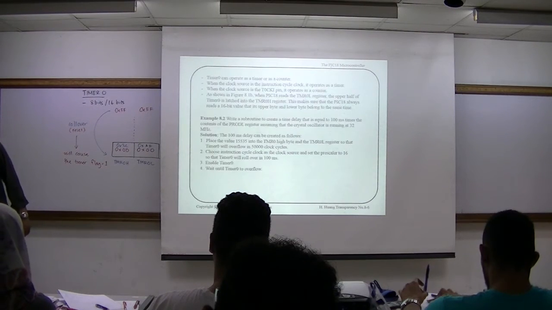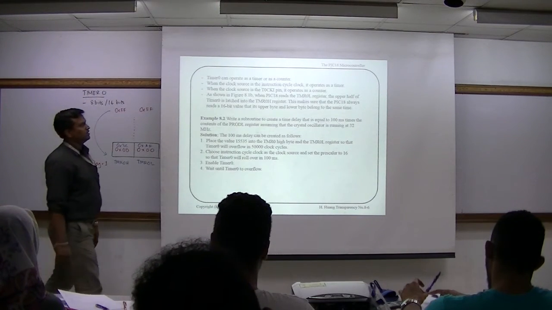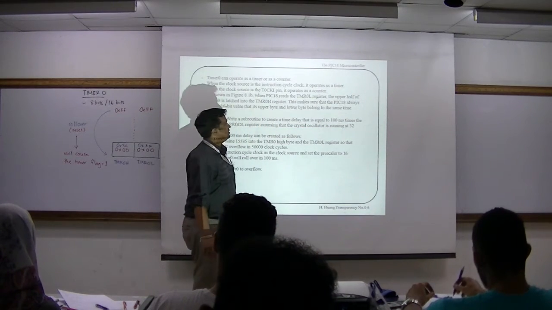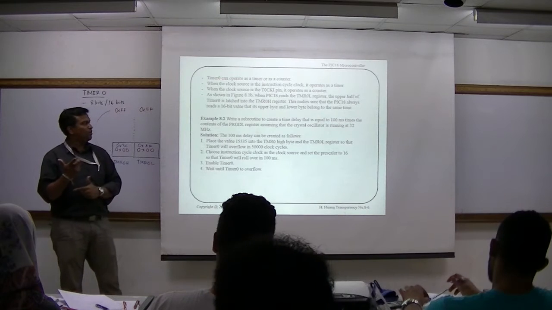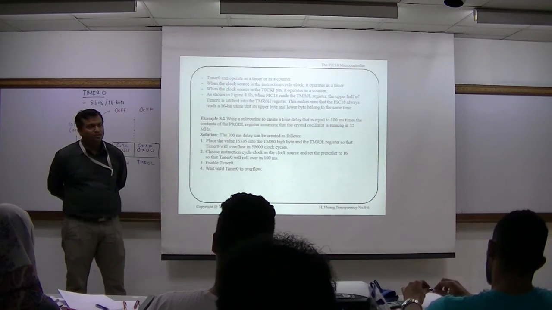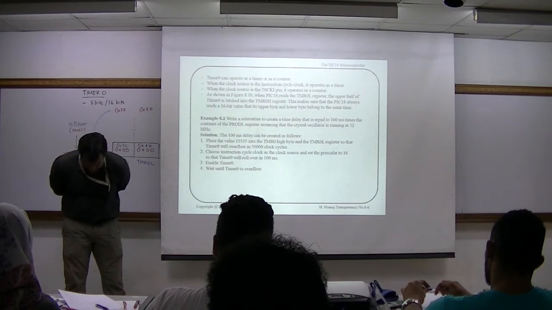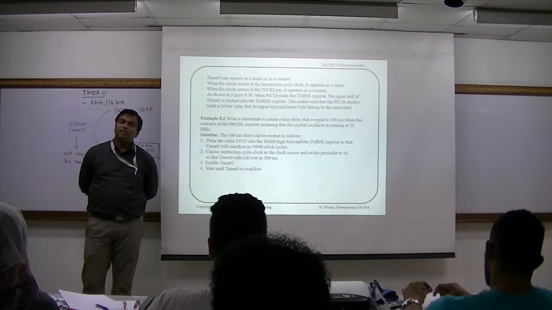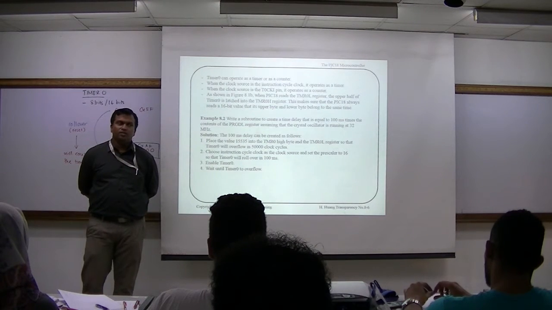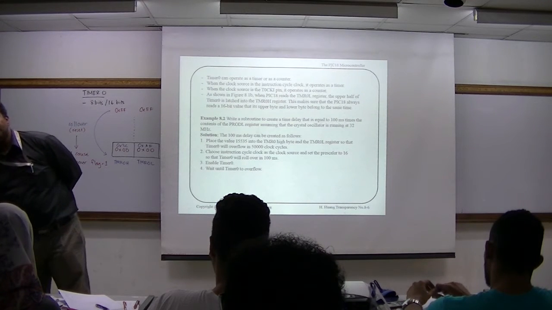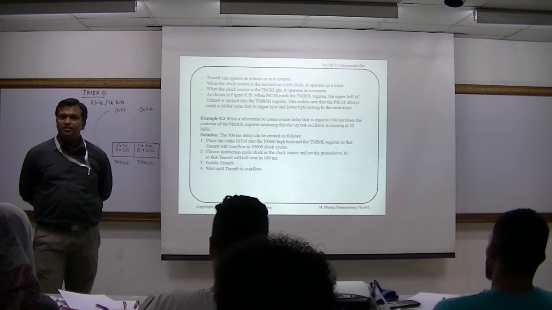So it changes to the following exact question. Write a subroutine to create a time delay that is equal to 100 milliseconds times the content of PRODL register. What does it mean? That the PRODL is actually a multiplier. For example, if you want 500 milliseconds, what should be the content of PRODL? 5. As simple as that.